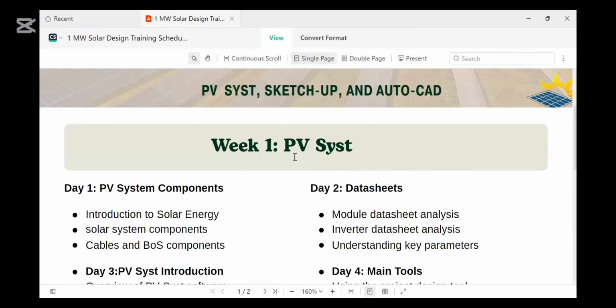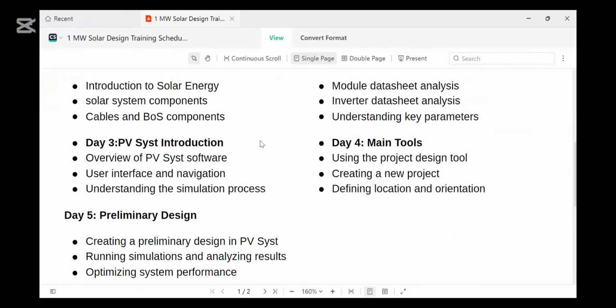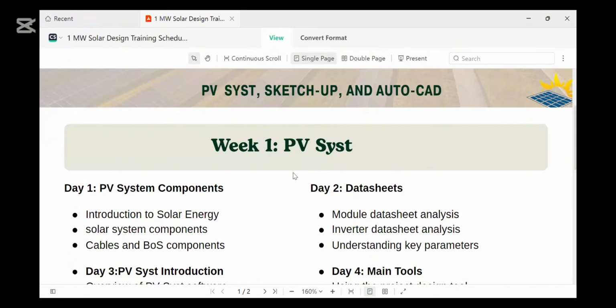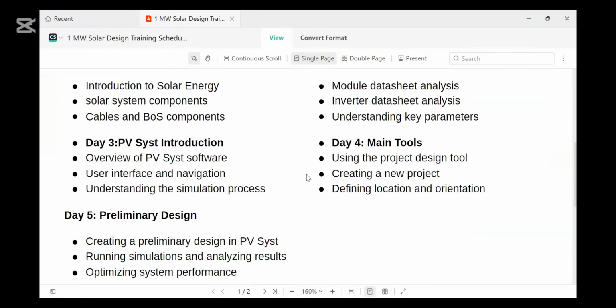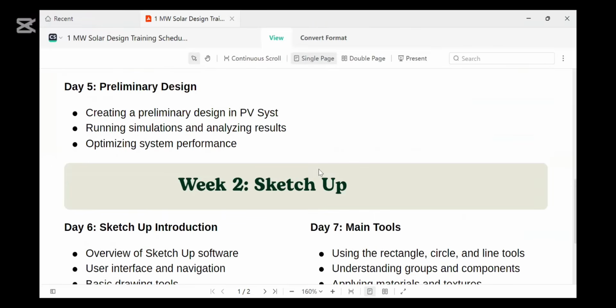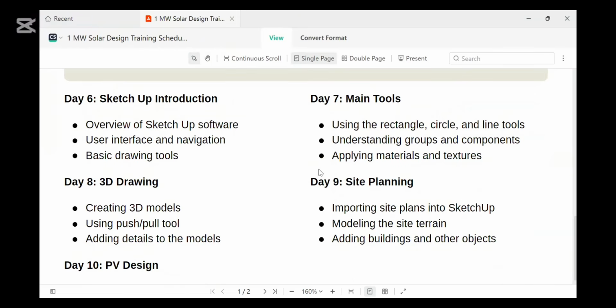This is the calendar of events for what we are going to do in the training. For example, in week one we are going to focus on PVsyst, doing some designing using PVsyst. We are going to do a step-by-step design from scratch up to a complete system. So if you join the paid training, we will do it from scratch up to a complete system.